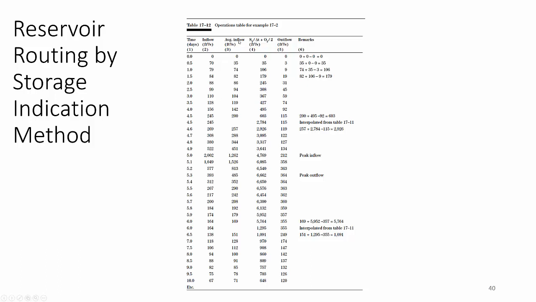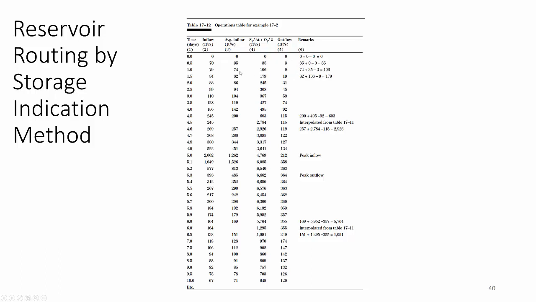And we have our inflow, average inflow, and we have these variables we've calculated in cubic feet per second, S2 over delta t plus O2 over 2. And then from that we can calculate outflows. And you can see the way we calculate these. We add all these up, this plus this minus this equals the next value. So here we have 35 plus 0 minus 0 equals 35.